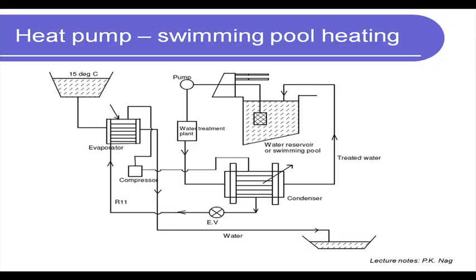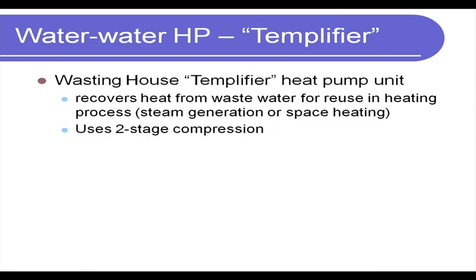Let us look at one more such example where we are going to talk about process heat recovery, okay. And for this water-water heat pump, the example that we are going to take is a unit called the templifier, which is quite well known, which was first put in Westinghouse, okay. So, the Westinghouse templifier heat pump unit recovers heat from wastewater for reuse in a heating process. So, again a similar concept, but in this case it is a water-water heat pump, okay. The previous one that we saw was definitely water, but the refrigerant that was used was still a refrigerant. So, in that case it was a liquid water heat pump.